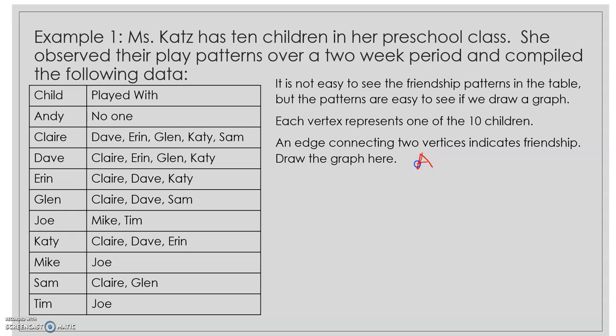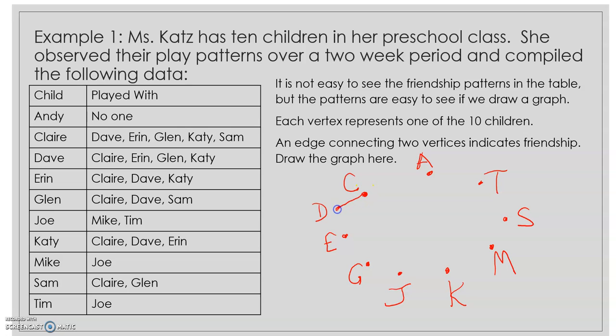So we're going to say A for Andy, C for Claire, D for Dave, E for Aaron, G for Glenn, J for Joe, K for Katie, M for Mike, S for Sam, and T for Tim. Go ahead and put a point, and those are our vertices. Each child gets a vertex at their initial. Andy played with no one, so we don't draw any lines from Andy.